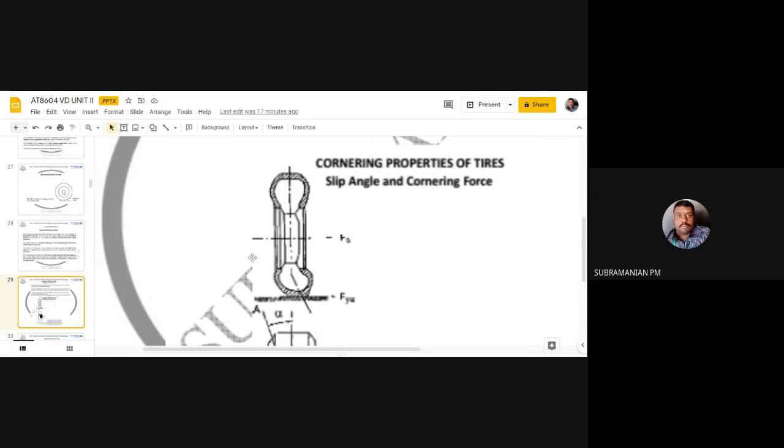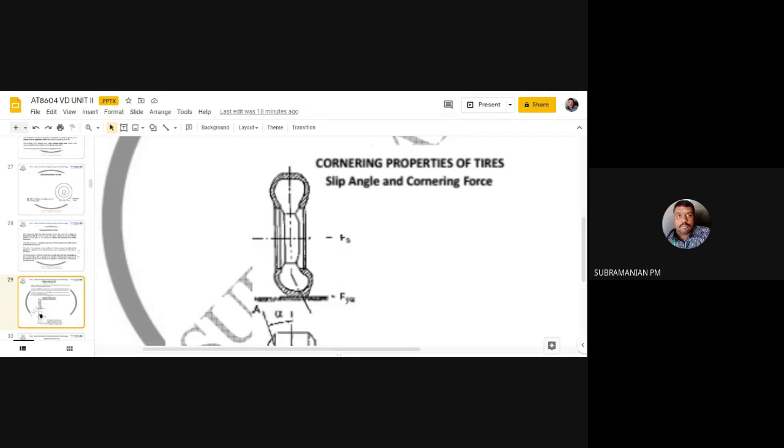See, this one is the tire, in the front view. At the center, a side force is going to act. In order to counteract the side force, due to the contact of the tire with the ground, a lateral force is going to act. So Fs stands for side force, the force which comes externally, and Fy is the lateral force due to the properties of the tire, due to the cornering properties of the tire. Otherwise, I can say the cornering stiffness of the tire.